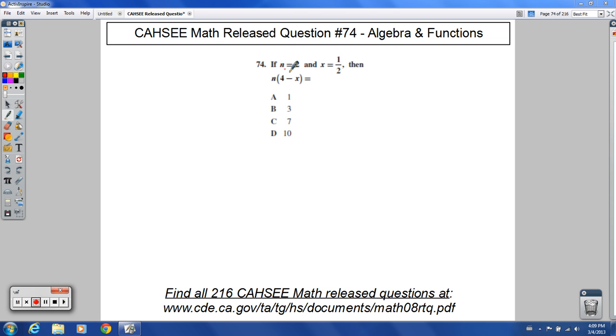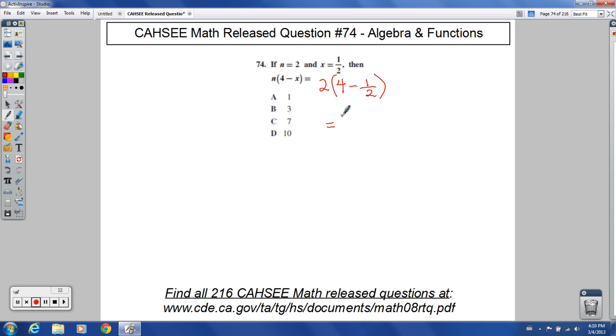It says this: if n equals 2 and x equals 1/2, then n times the quantity 4 minus x equals. It's just a matter of plugging the numbers in here. So let's plug those numbers in. N equals 2. So this becomes 2 times, and this will be 4 minus x is 1/2. So 4 minus 1/2. There's some different ways we could go about this.